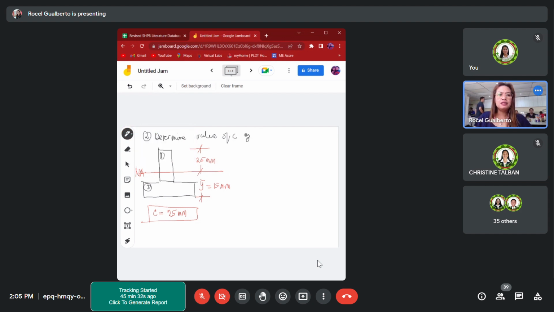Okay, and then the last one po is to solve for I total. So for I total, ang tawag po natin dyan is I total, okay? Yan po yung I doon sa MC over I. So instead of I, we use I total. So I total po kasi ang ating cross section is a composite section, okay?